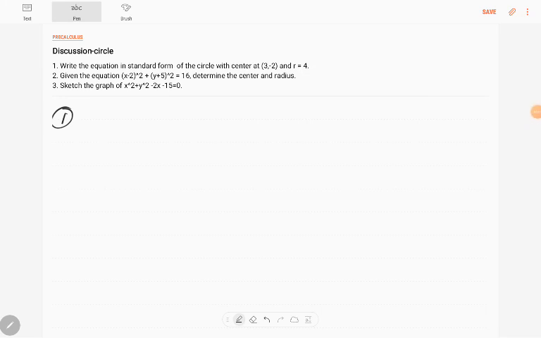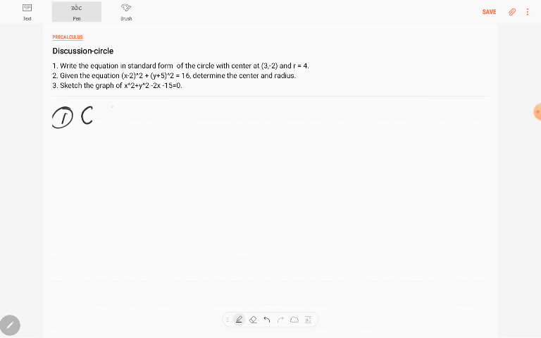Hi, let me go ahead and discuss with you the solution or the working for each of the problems included in the discussion section of circle. For number 1, you're asked to write the equation in standard form of the circle with center at (3, -2) and radius equal to 4. So we just have to write what is given in the problem.